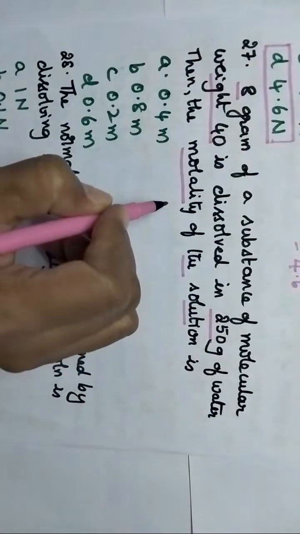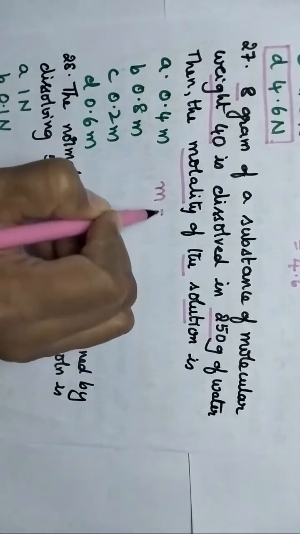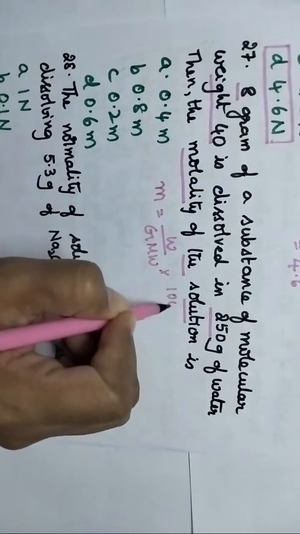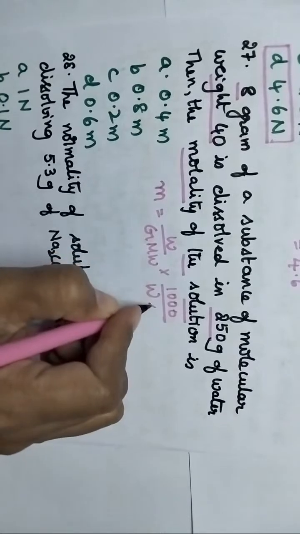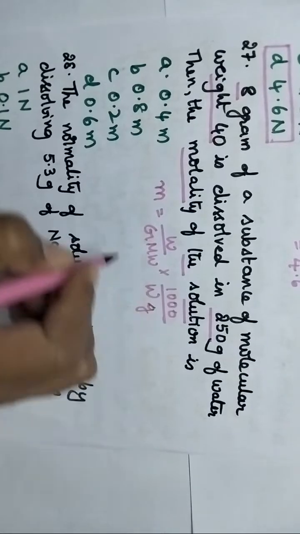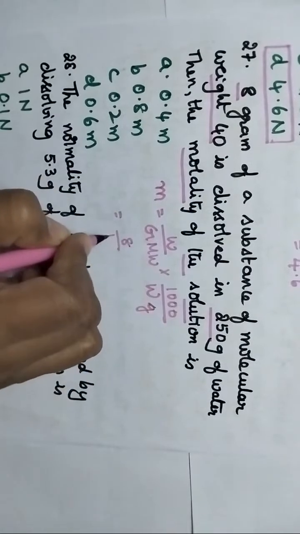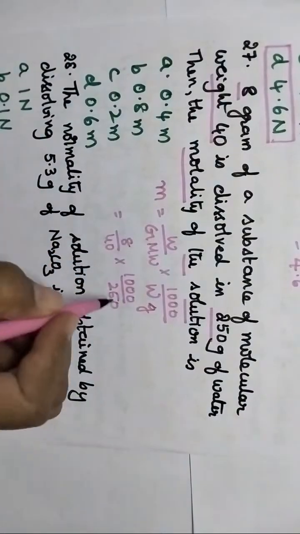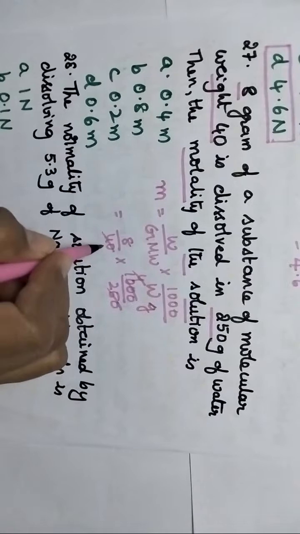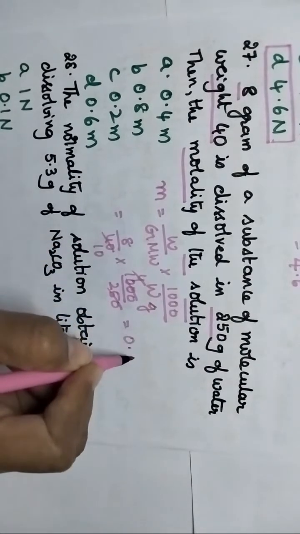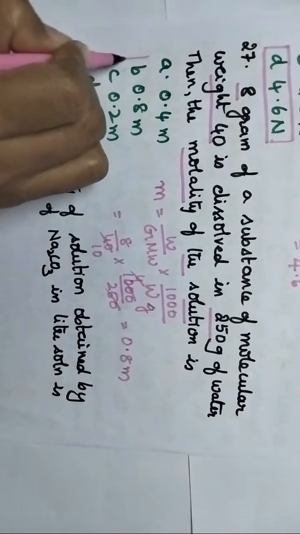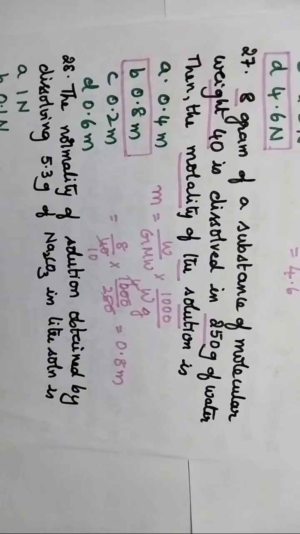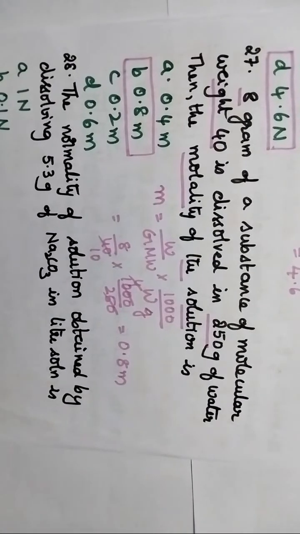Anyhow, I will give the expression for calculating molality: molality is equal to weight by gram molecular weight into 1000 by weight of the solvent in grams. That is equal to 8 by 40 into 1000 by 250, which is equal to 0.8 molal solution. So option B is the right answer. These are very simple questions. Clear?